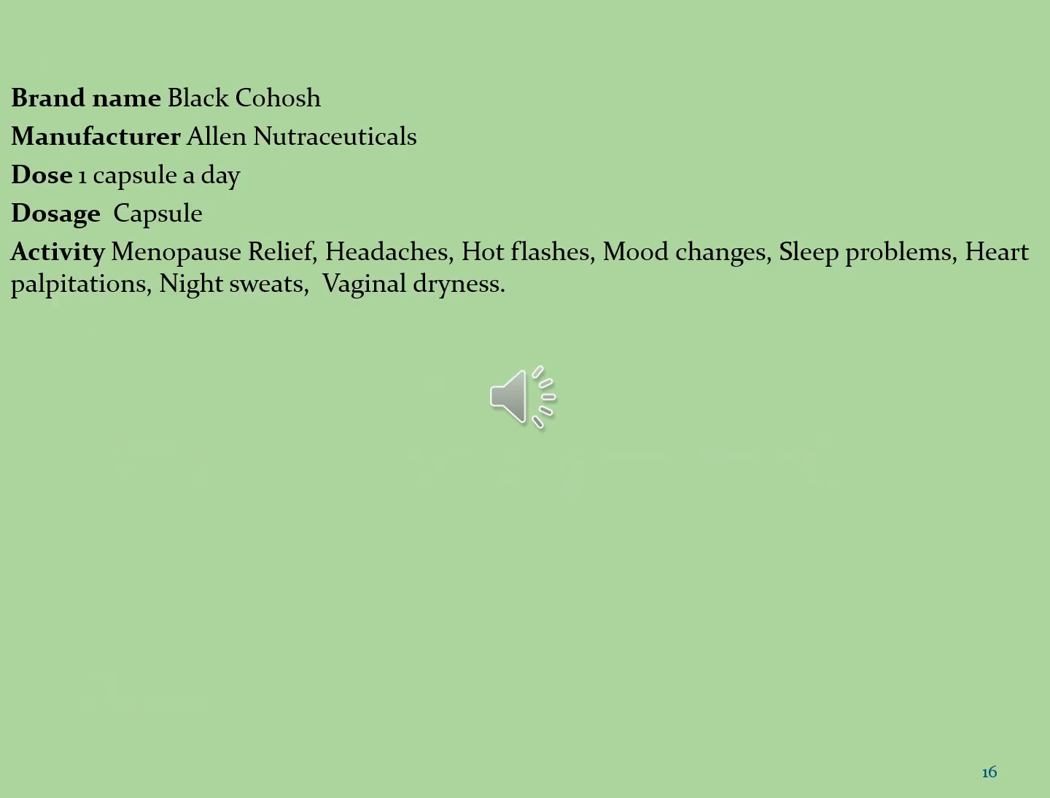This is another brand that has been launched by Ali Nutraceuticals, and the name of this brand is Black Cohosh. We take its dose 1 capsule per day, and it is formulated in capsule dosage form. It is rich with pharmaceutical and medicinal applications because it is used for a large number of conditions, including menopause relief, headache, hot flashes, mood changes, sleep problems, heart palpitations, night sweats, as well as vaginal dryness.